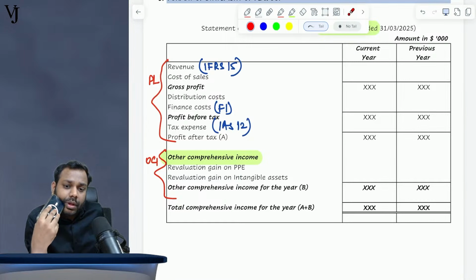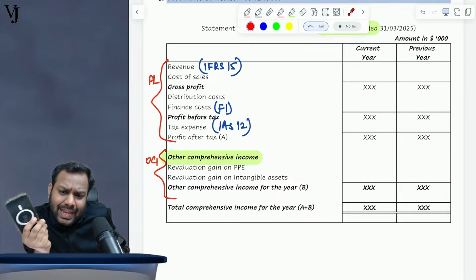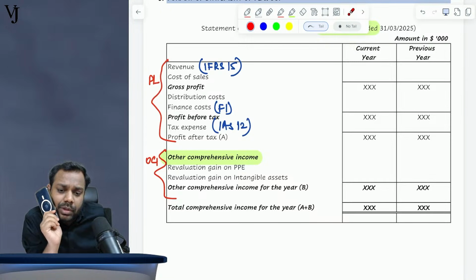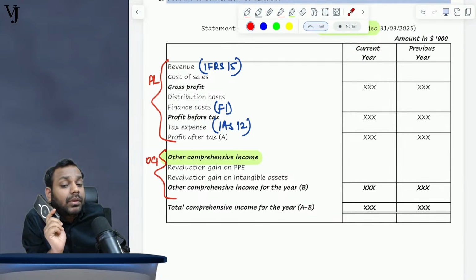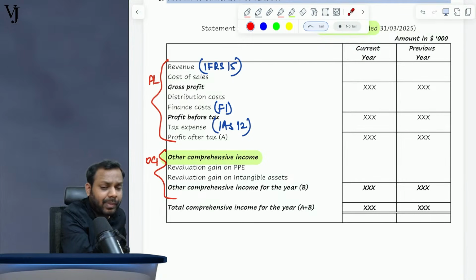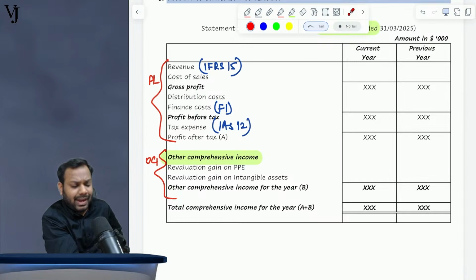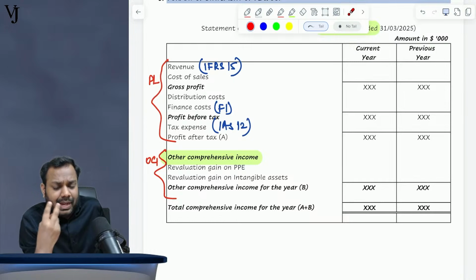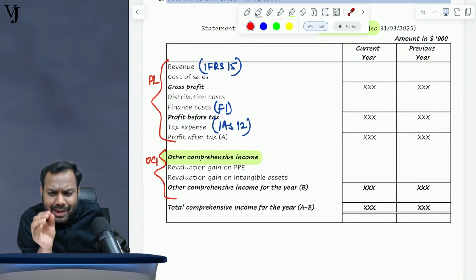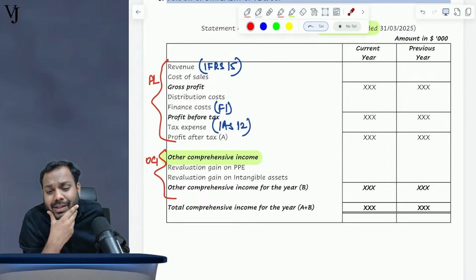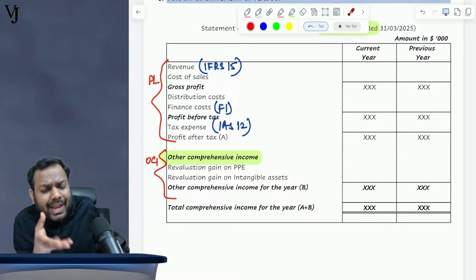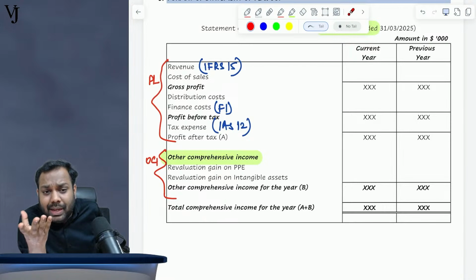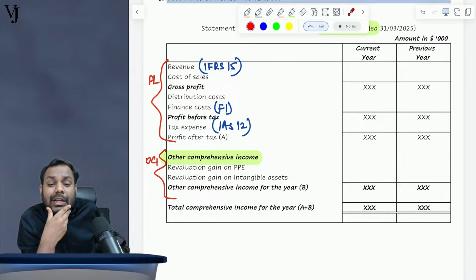Now, tell me, am I going to realize this gain of $2 in the future? Will I be able to realize this gain anytime? No. So can I recognize it in P&L? This gain of $2, shall I recognize it in P&L? Recognizing it in P&L, don't you think it will misstate the P&L? Why? Because this gain of $2 is not actually a gain.